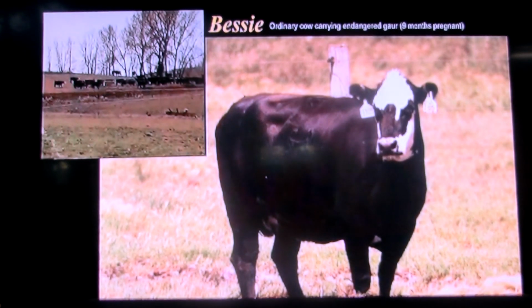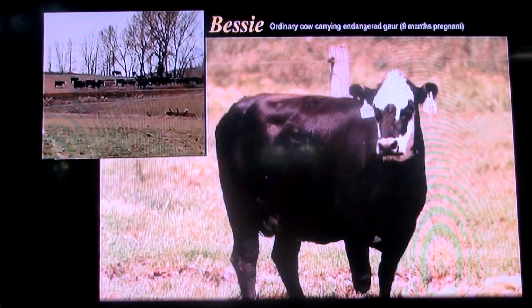And we had about a 25% pregnancy rate. We let 2 of those continue on to develop. Unfortunately, one of those aborted very late stage. But the other animal we let continue on. And what you're seeing here is Bessie, and she's pregnant 9 months with what we thought was a gaur.